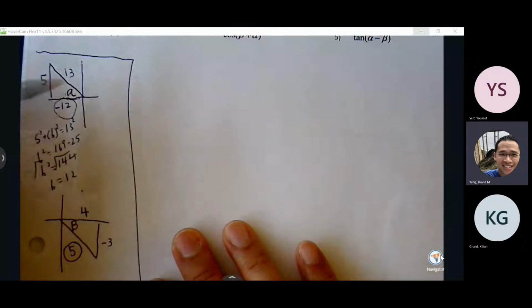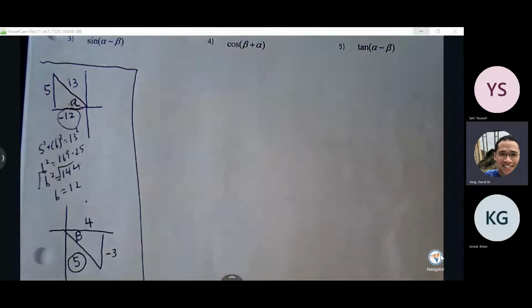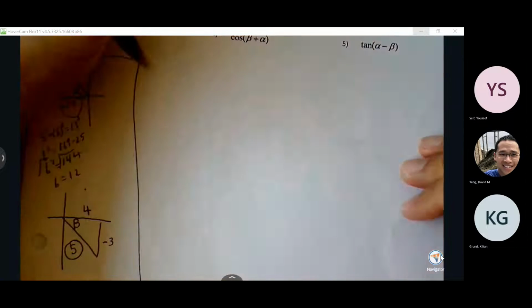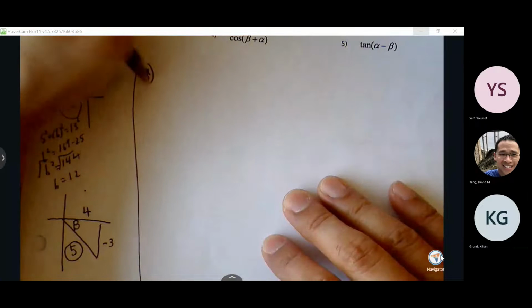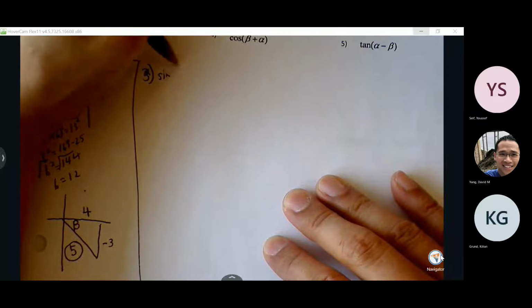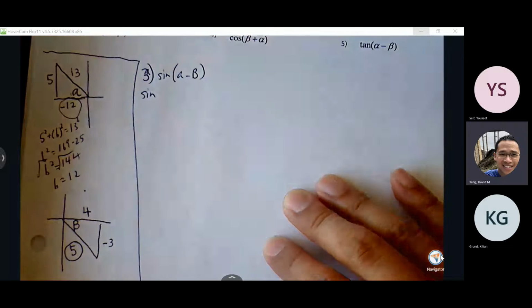Okay, so everything that we need is from these 2 triangles. Let's find sine of a minus b. Expand this out.